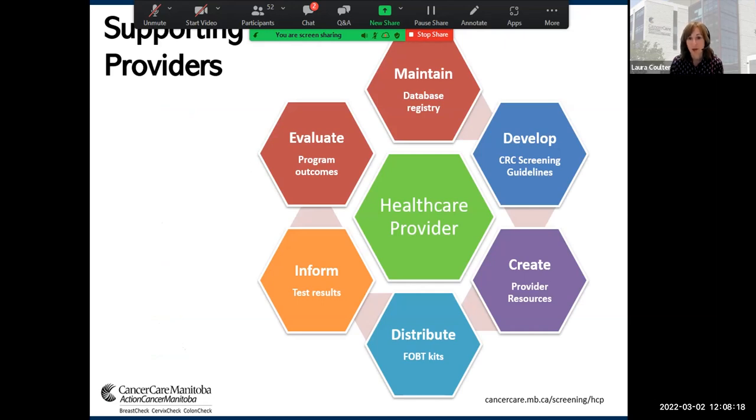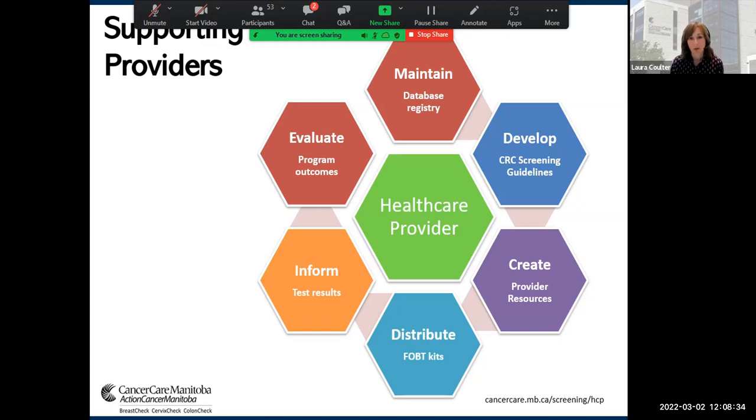As previously mentioned, we are fortunate to have a prevention and education group who creates helpful resources such as the colorectal polyp resource, informative brochures, and maintains a screening programs page found on the Cancer Care Manitoba website.